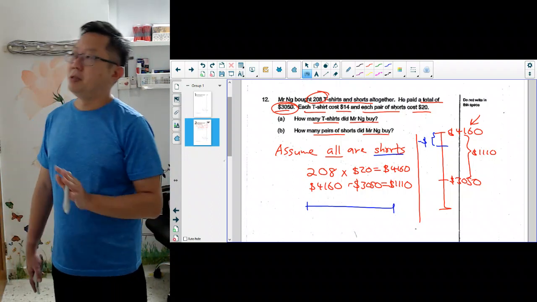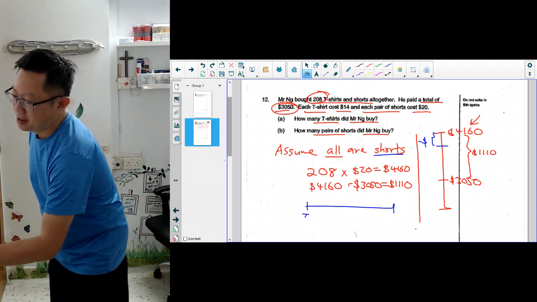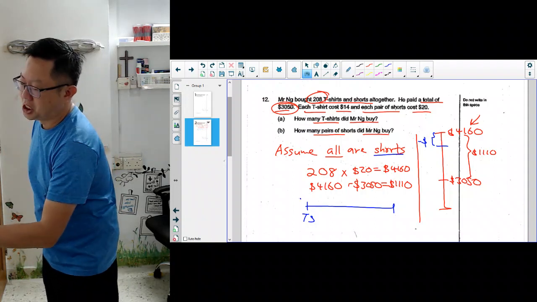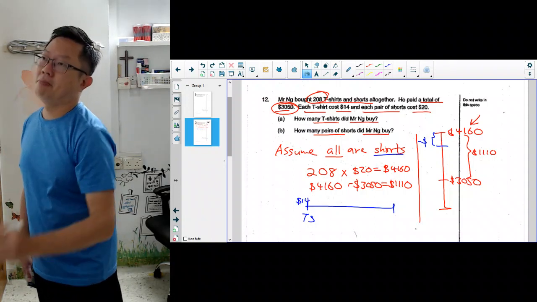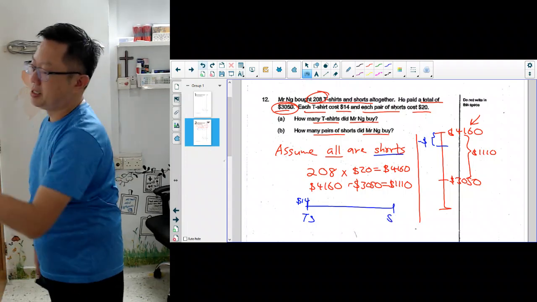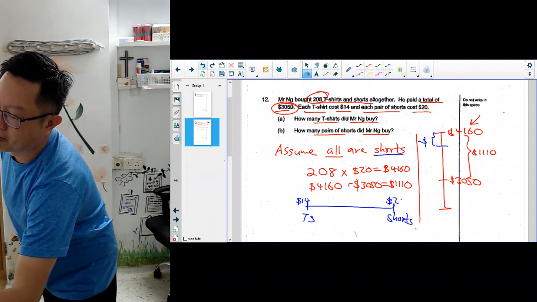So what do you put on the travelator? You have one t-shirt, right? One t-shirt is $14. Let me just put down, this is one t-shirt, that will be $14. And then one pair of shorts will be $20. Let me just put down one pair of shorts, and that will be $20.